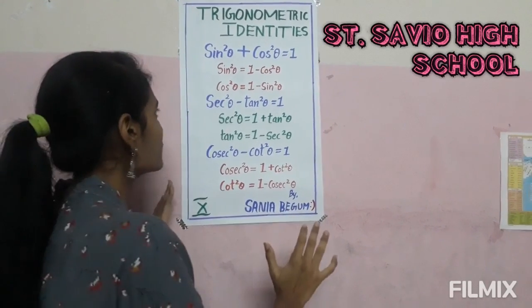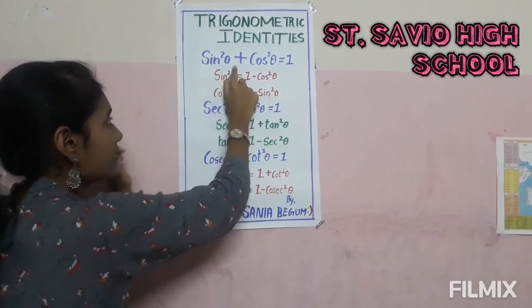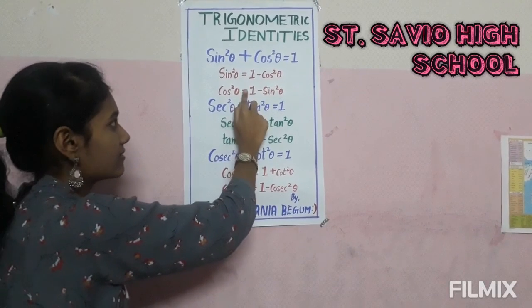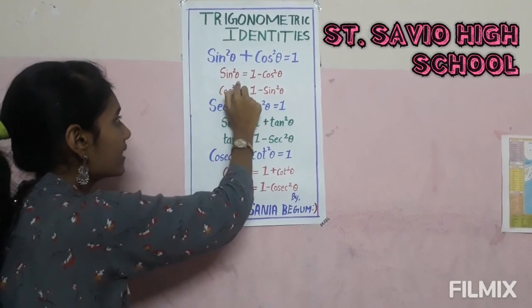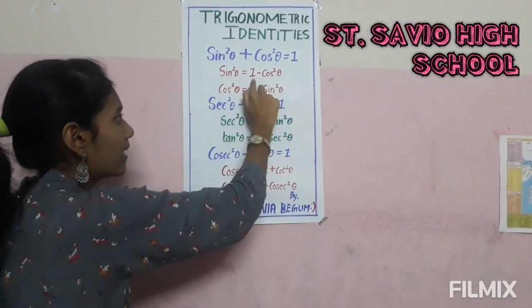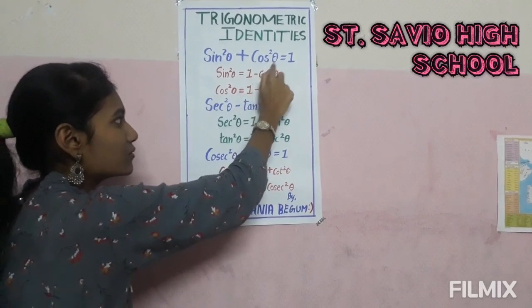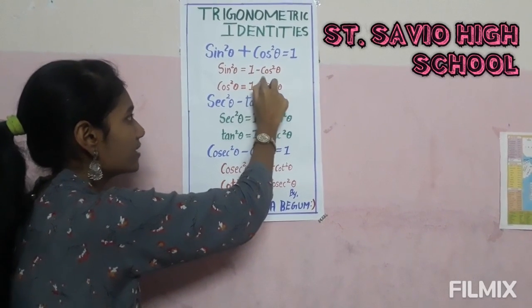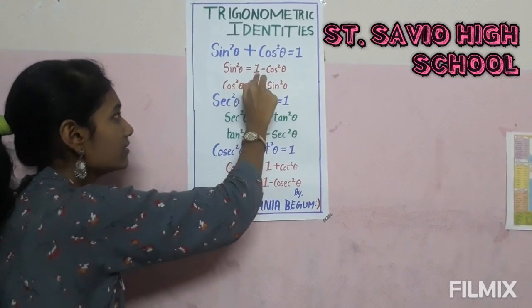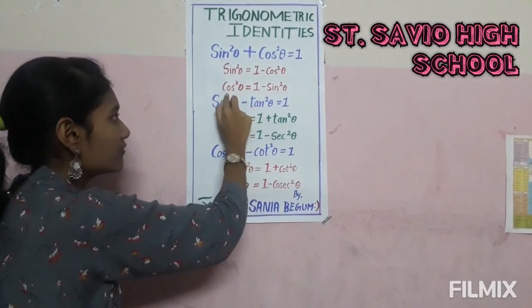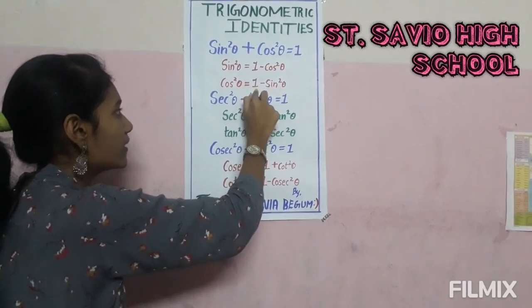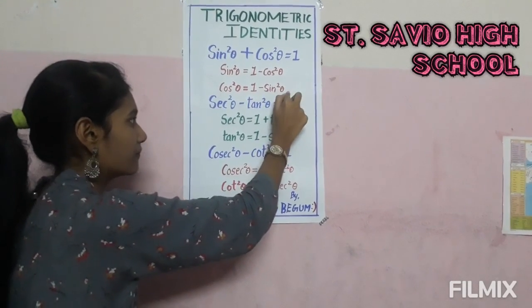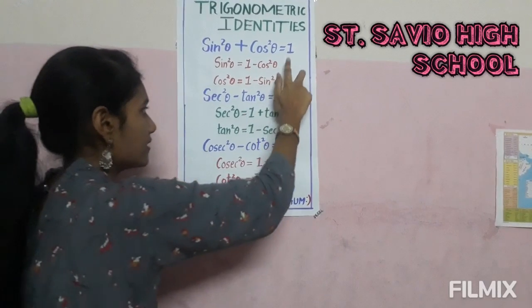Now, from this identity we can get the other two identities, where sine square theta equals, if the cos square theta goes to the right hand side, then 1 minus cos square theta. Then the identity of cos square theta equals 1 minus sine square theta. So we got these three identities.